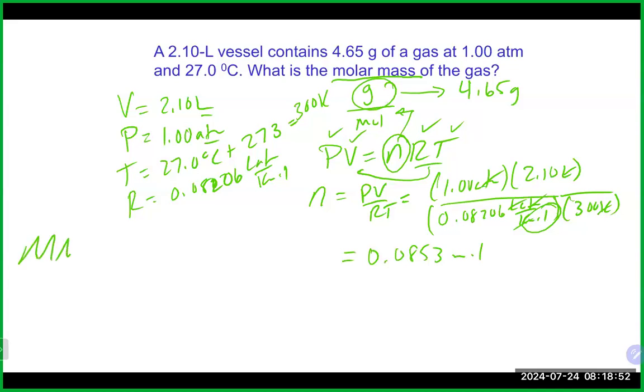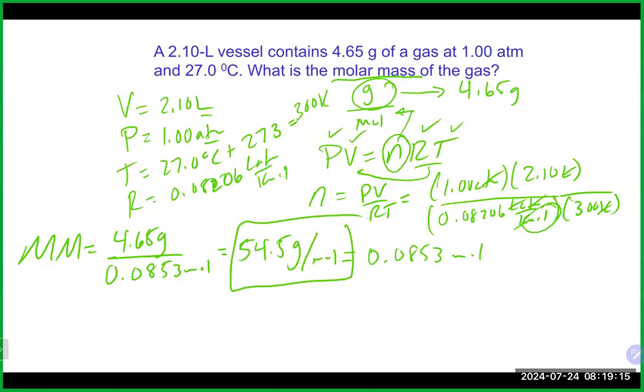So what's left now is just the molar mass, which would equal our 4.65 grams that was given to us, divided by the moles that we used the ideal gas law to get. And that is going to give us a molar mass here of about 54.5 grams per mole. So again, as I mentioned, just take it as more of a conversion problem. Sometimes it's a little bit easier than adding on another equation to remember. Any questions on that particular one there?